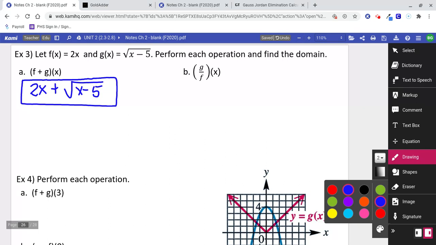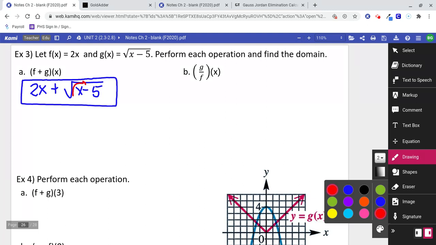We look for potential problems. And I don't see any fractions, so I can't have a 0 on the bottom of a fraction. That's not an issue. But I do have a square root, okay? I have a square root. And so I have this issue of this thing being negative. Let me change that color.